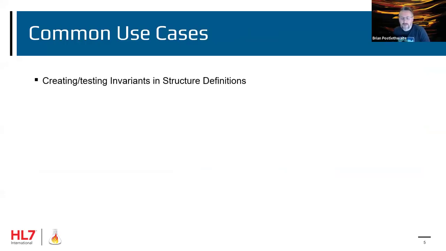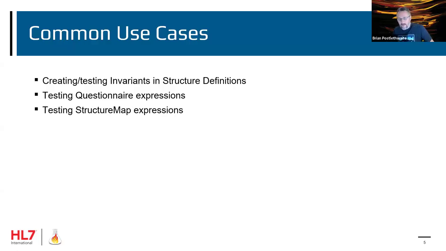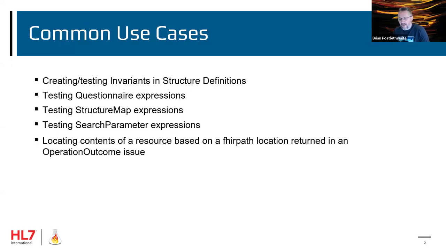One of the most common ones is creating and testing invariants in structure definitions. But we also have support for testing questionnaires, because questionnaires are pretty heavy with FHIRPath expressions. Also, I've added support for structure maps, which is FHIR mapping language, and search parameters, locating contents based on a FHIRPath location returned in an operation outcome.